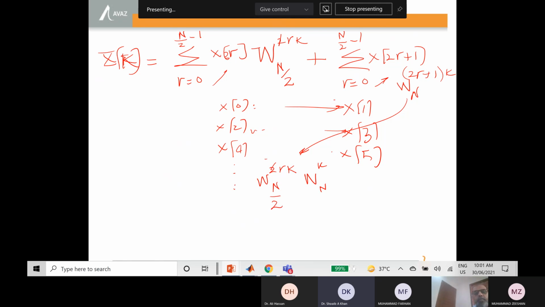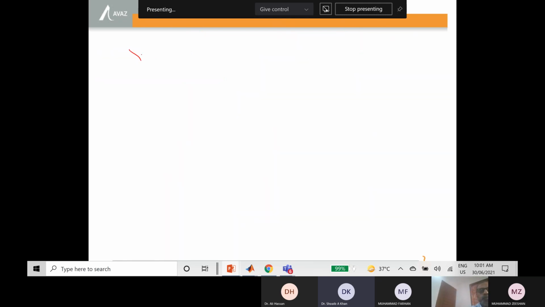So the formula he wrote was x of k, r is equal to 0 to n by 2 minus 1.